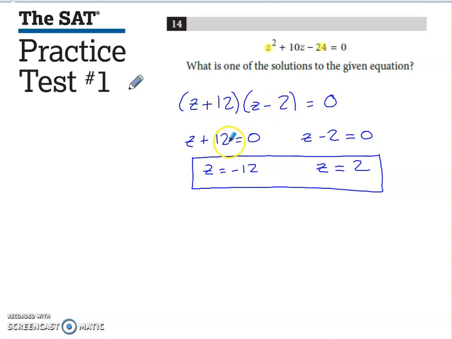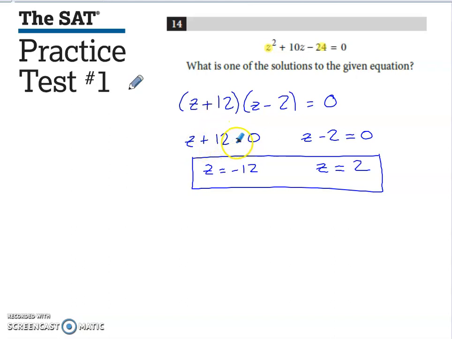If you set each of those equal to 0, the only way that a multiplication problem can have a result of 0 is if one of the two individual pieces of the multiplication problem is 0. So one common mistake that I see made with this strategy to solve a quadratic equation, people see a plus 12 here and they think, hey, positive 12 is one of my solutions.